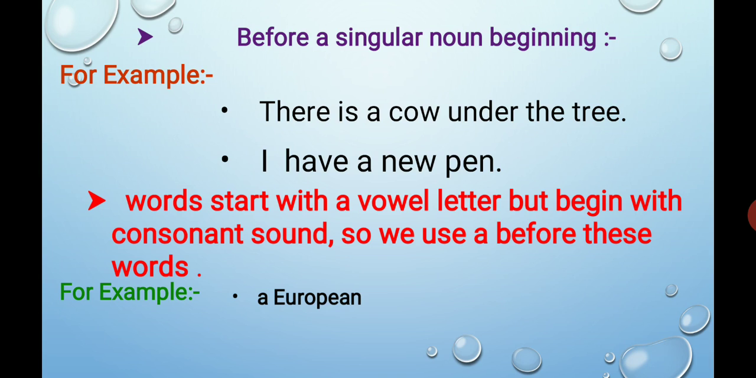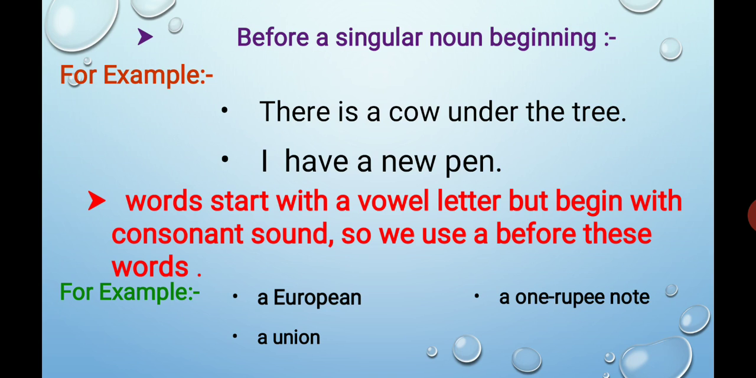A European. Europe. The spelling begins with E, but the pronunciation is Y, and Y is a consonant sound. That's why we use a before European. Next is union. Union. It also sounds like Y. The spelling begins with U, but it sounds like Y, and Y is a consonant sound. That's why we are using a before union.